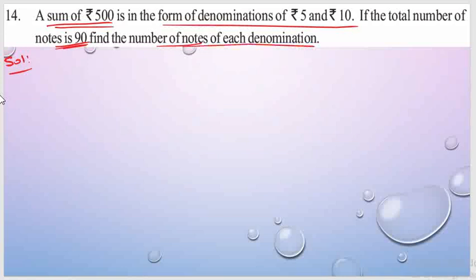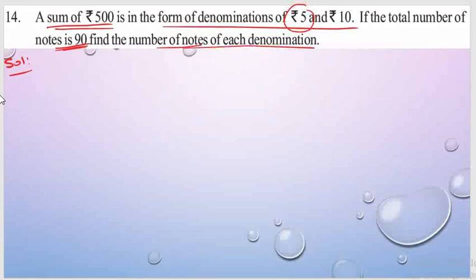See, if I am having one 5 rupee note, that means I have 5 rupees. If I am having two 5 rupee notes, then I am having 10 rupees. If I am having three 5 rupee notes, that means I am having 15 rupees. Likewise, the amount obtained by these 5 rupee notes is directly proportional to the number of notes multiplied by its denomination value, right?